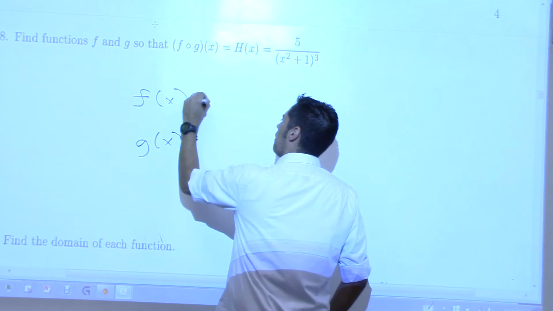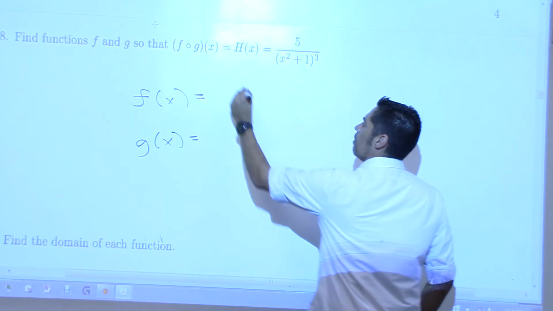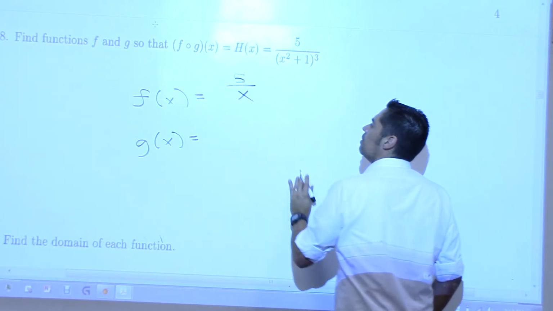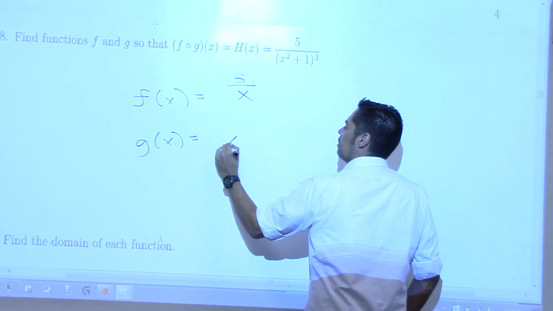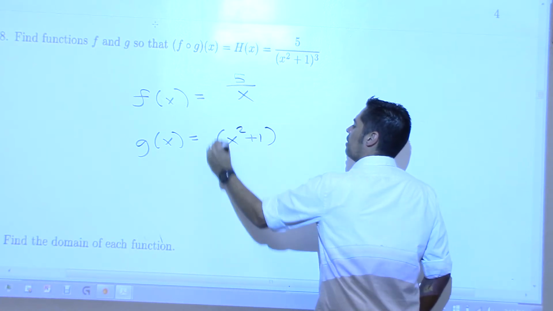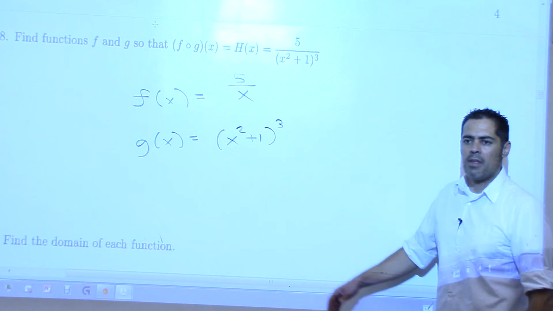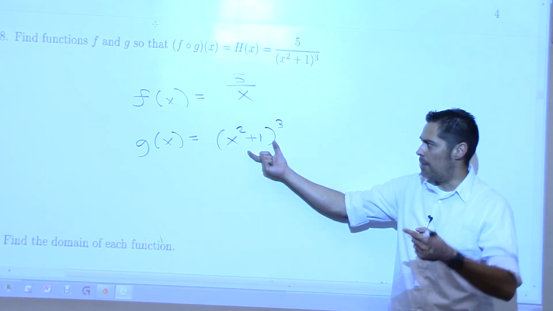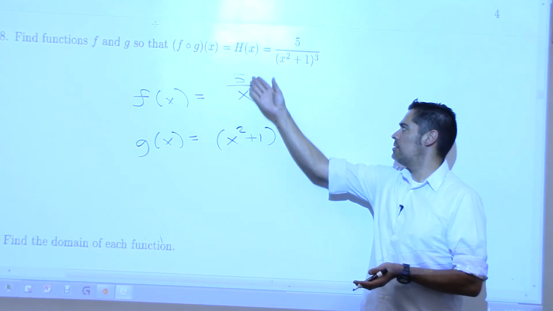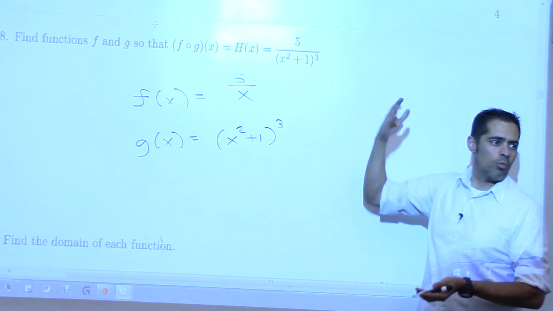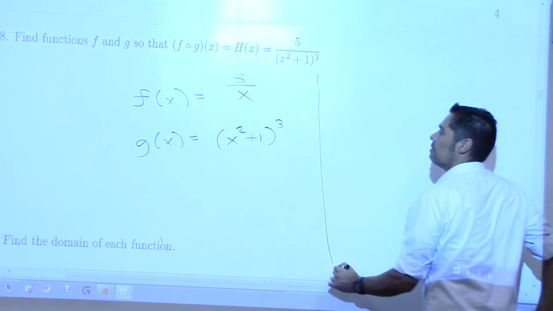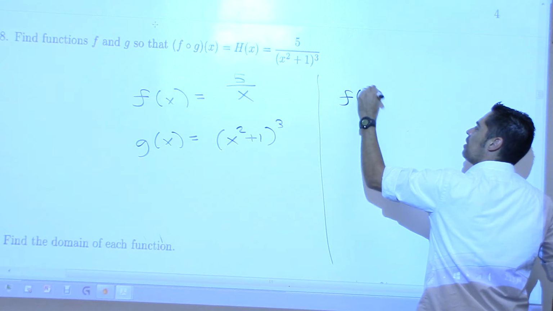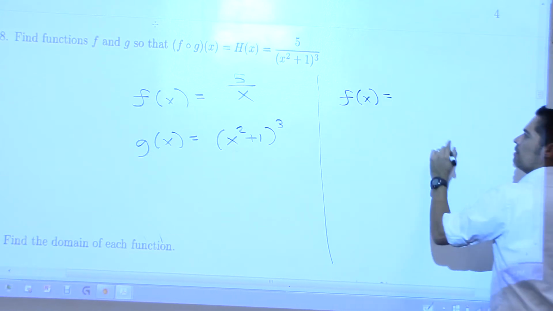F could be 5 over x, and then the bottom one could be that whole thing, like this. Do you all agree with that? If I take this expression and plug it into that x, then I get this. That's one answer. Any other? Hold on, let someone else answer.